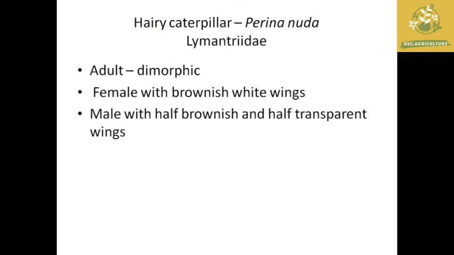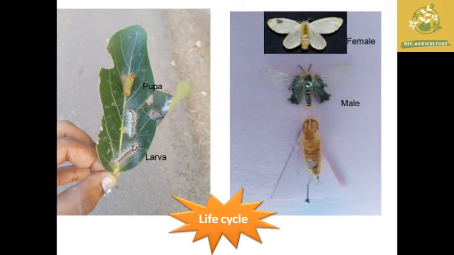While seeing some other characteristics of the hairy caterpillars, the female has brownish white wings, and the male has half brownish and half transparent wings. These are the pictures of the hairy caterpillars.